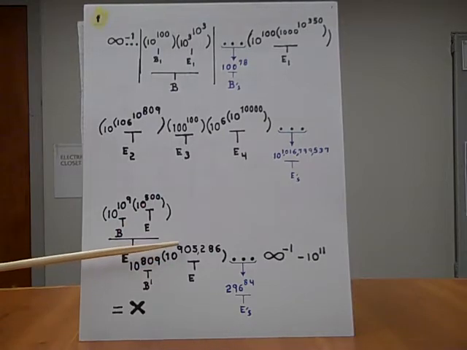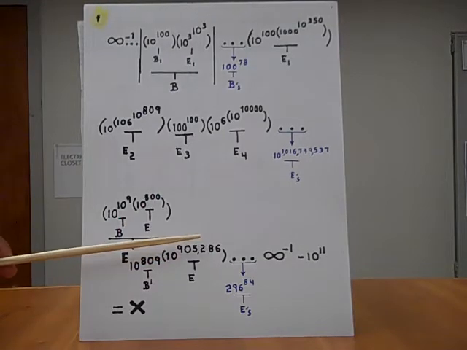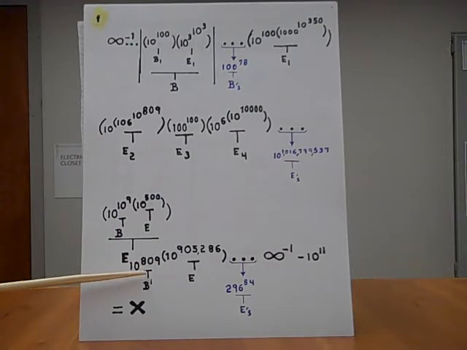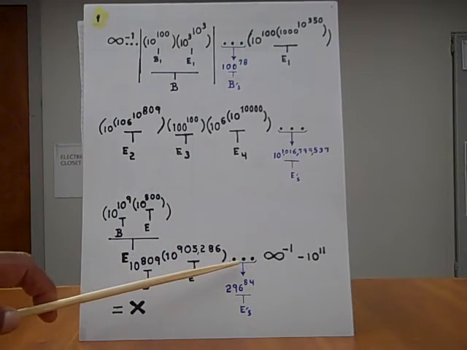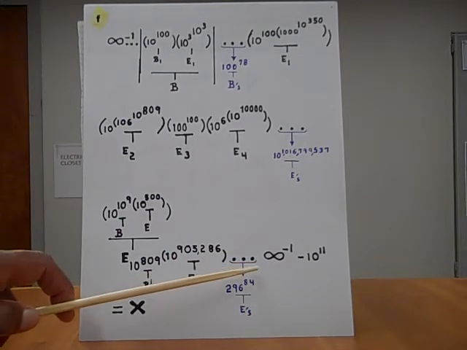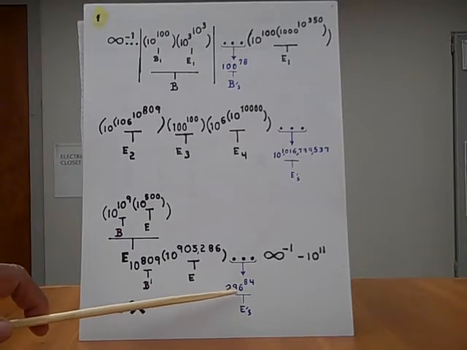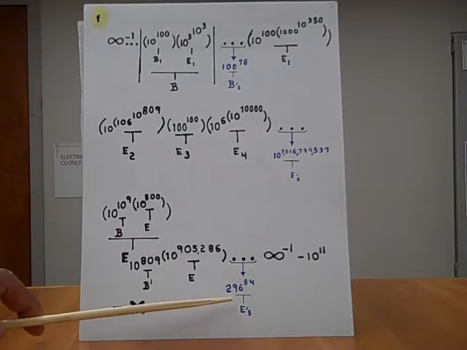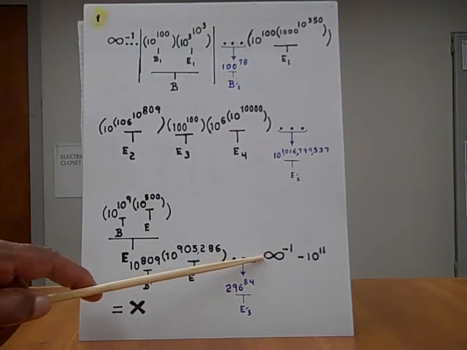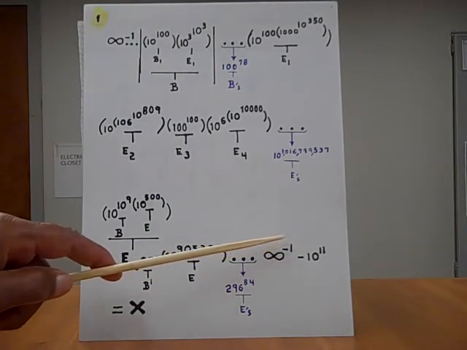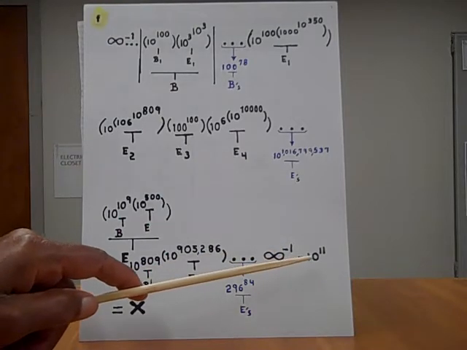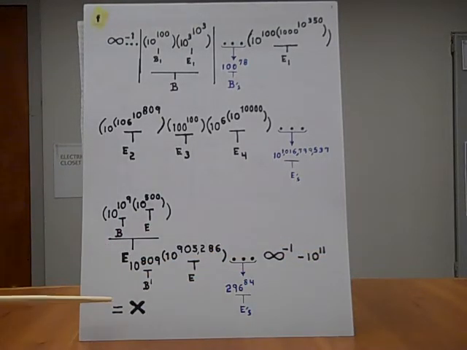to 10 to the 905,286 power, which is an exponent. Here's a base, but this is the totality of exponents. And when that exponent ends, these three dots, 1, 2, 3, equal 296 taken to the 84th power of exponents, until you reach infinity minus 1 minus 10 to the 11th power, which equals x number of years.